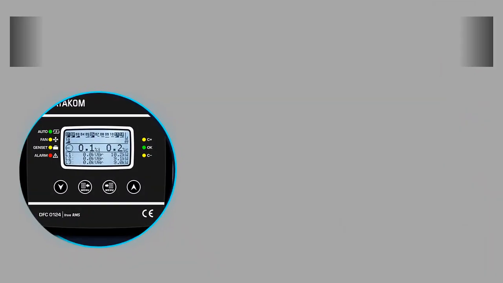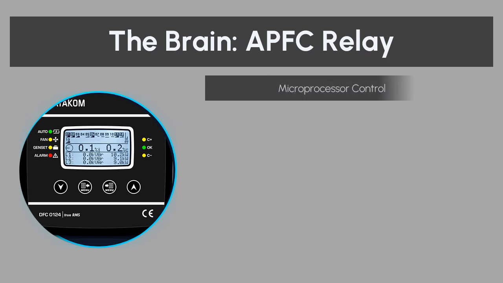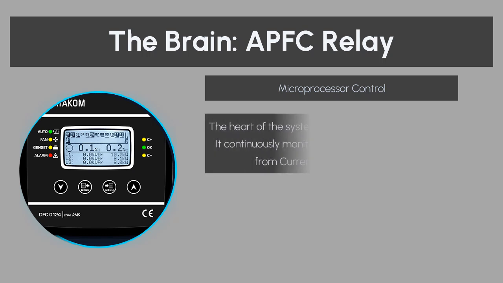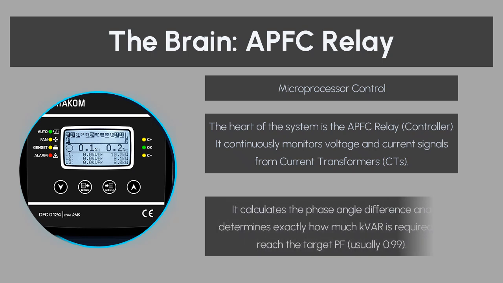The brain: APFC relay. The heart and intelligence of the entire system is the APFC relay or controller. This is a sophisticated microprocessor-based device that continuously takes measurements from current transformers. It calculates the phase difference between voltage and current and, using a predefined target power factor, instantaneously determines the exact amount of reactive power, measured in kVAR, needed for correction.